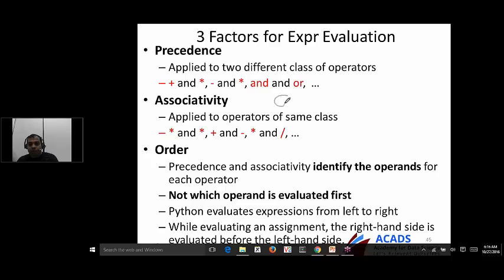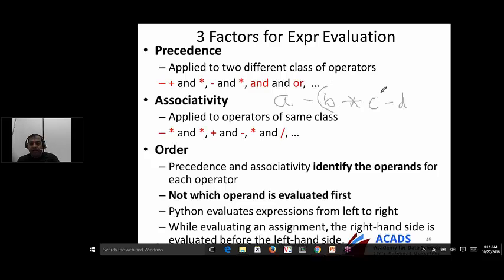So you want to know what happens? A minus B multiplied by C minus D. Would it just go in sequence or would it still follow? No, so first thing you have to apply is precedence. So first you apply precedence and associativity to figure out what are the operands.